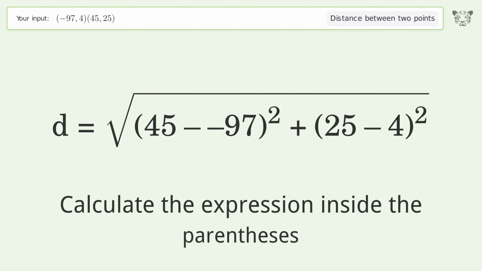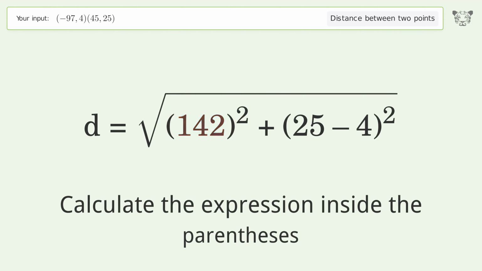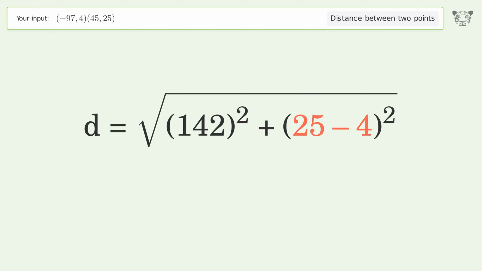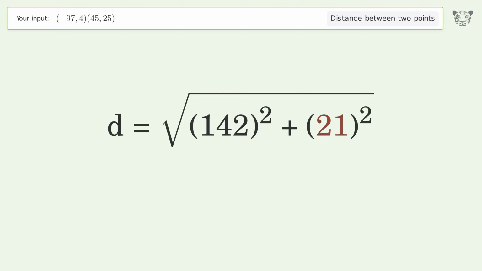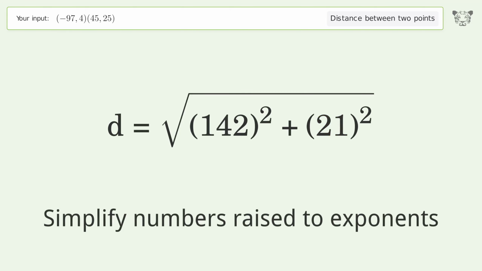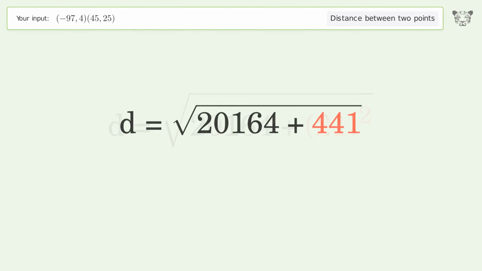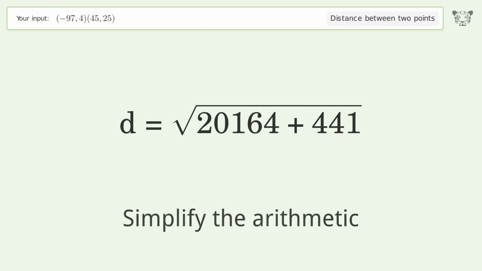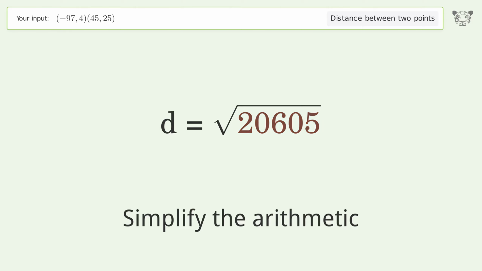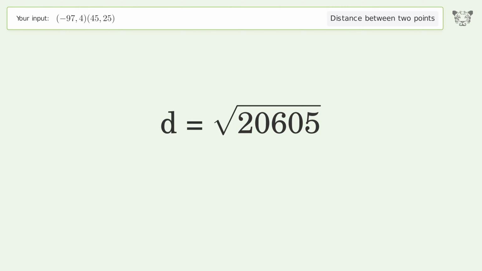Calculate the expression inside the parentheses. Simplify numbers raised to exponents. Simplify the arithmetic. And so the distance between the 2 points is the square root of 20,605, or 143.544.